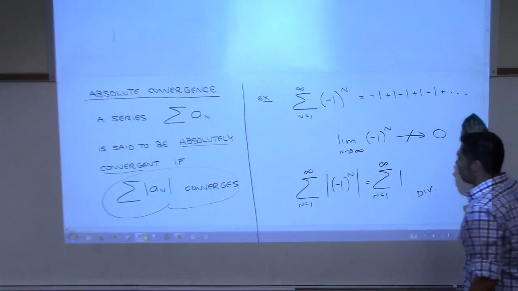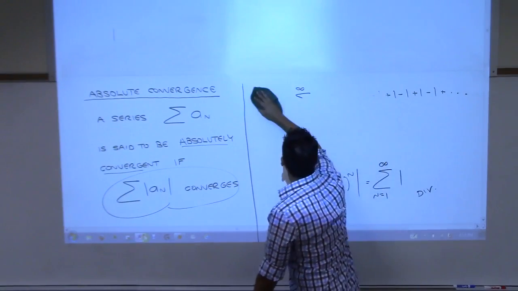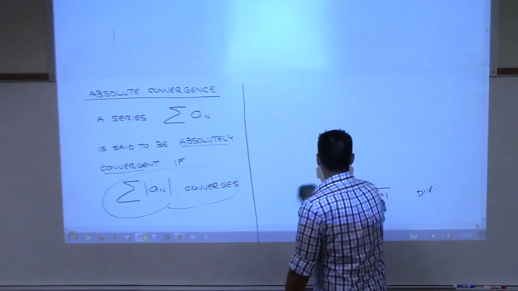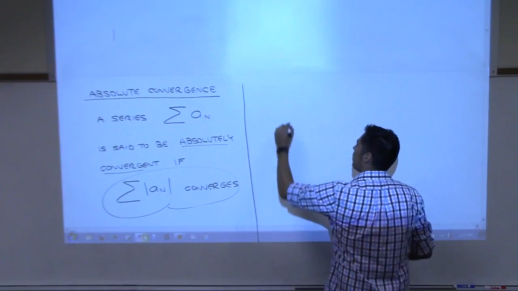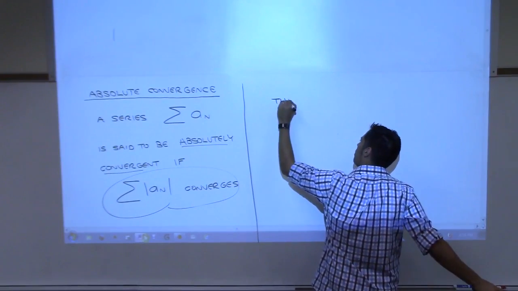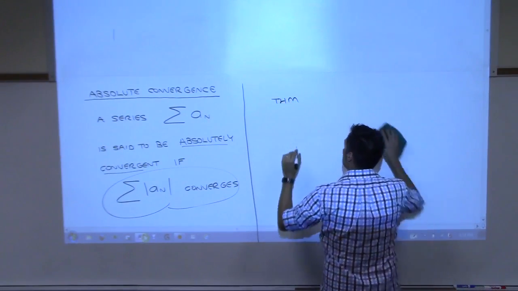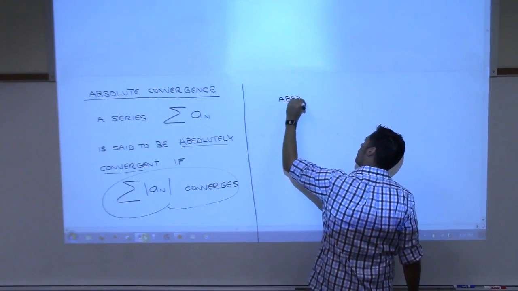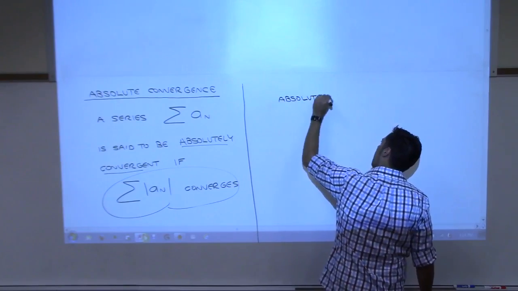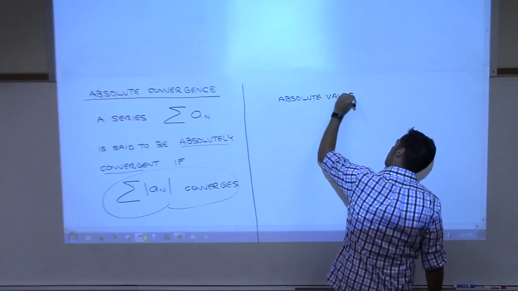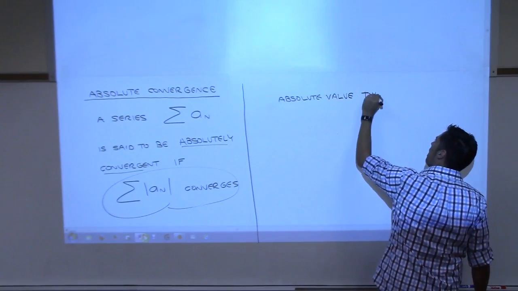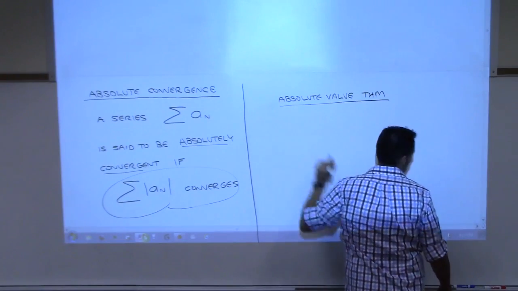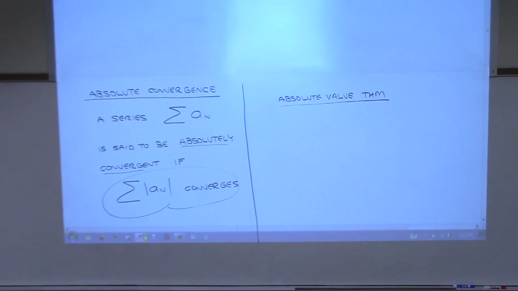Now, there's a theorem, and that's the next thing I want to put up on the board. A theorem that says this. And this is the last on your table of things. I'm actually going to call this the absolute value theorem, because it doesn't have a name in the book, but I'm talking about the last one on your sheet.